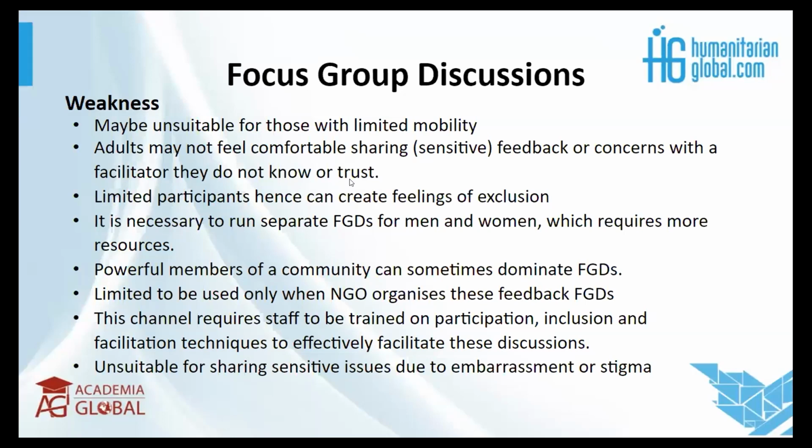Then there's always the risk again of powerful members of the community dominating the FGDs, just like the community meetings I've just mentioned. That means some people may have their opinion be the more pronounced one, and people who are a little more reserved may not speak up, but it's up to the facilitator to mitigate this and allow each person to actually speak.